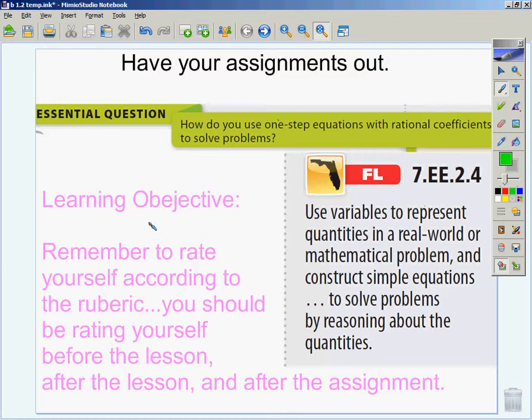You should always, at the beginning, try to remember to rate yourself according to our rubric. Are you at a 0, 1, 2, 3, or 4? How many people feel like they're at a 0 this morning? Okay, how many a 1 before the lesson? 2, 3, a 4. Okay. We should always try to rate ourselves during the course of the day to see if we're making gains.